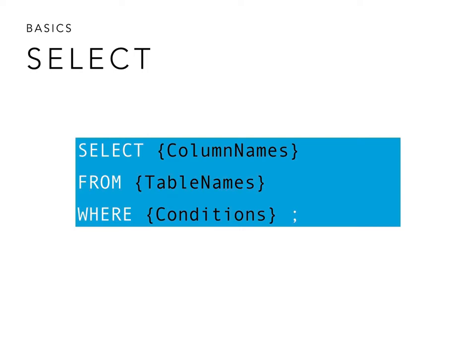We're going to select, and we're going to have a list of column names. We'll have the keyword from, which has a list of table names. If we have multiple items, we separate them with commas. And then we may optionally have conditions that follow the where keyword.